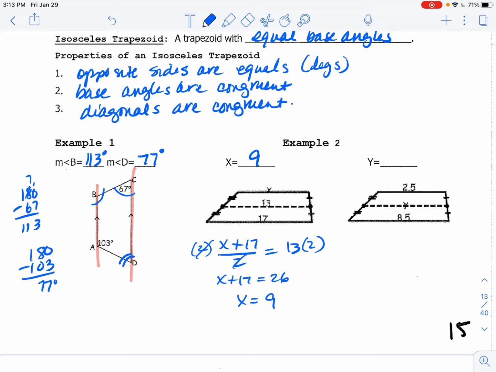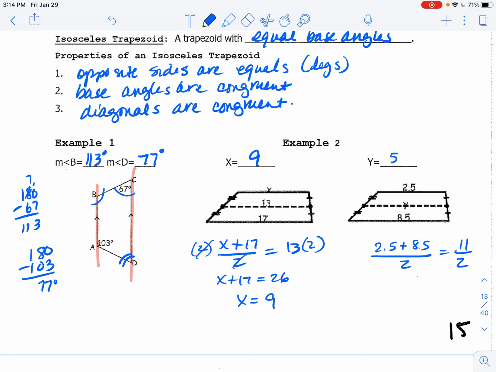Okay, in this next example, this time we're finding the mid-segment, and it's just the average of these two bases. So let's add those two bases, divide by 2. And I believe that's 11 over 2, which is 5.5.